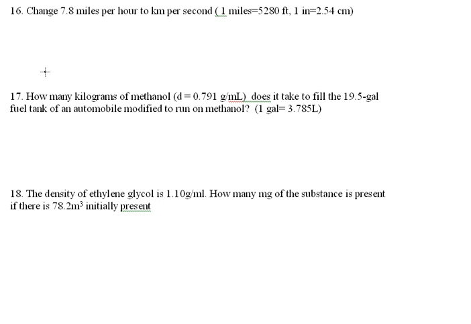Let's take a look at number 16 here. This is part 4. We're going to change 7.8 miles per hour into kilometers per second. So we're going to start off by writing what we're given, 7.8 miles. Anytime I've got a per something, that means to me a fraction, so per 1 hour. So it means in 1 hour, travel 7.8 miles.